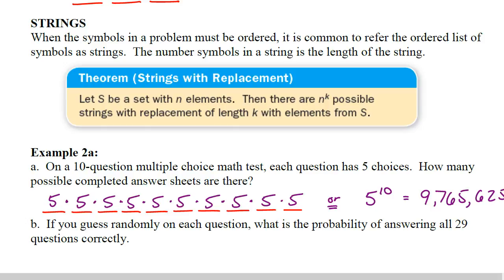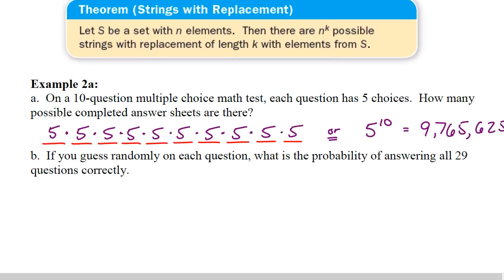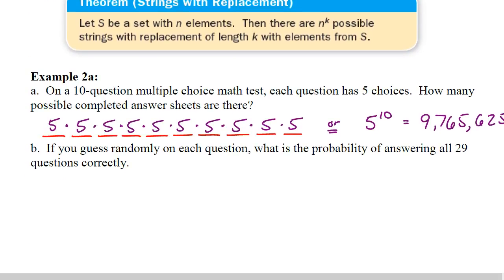Now, if we wanted to guess randomly on each question, what is the probability of answering all 29 questions correctly? Well, there's only going to be one correct answer sheet out of all of those. So you'd have a 1 in 9,765,625 chance. Not very likely.